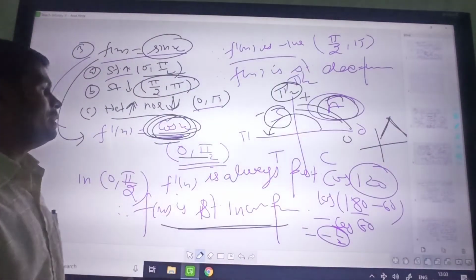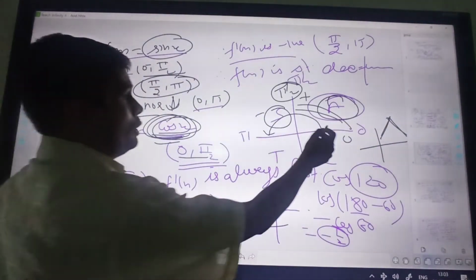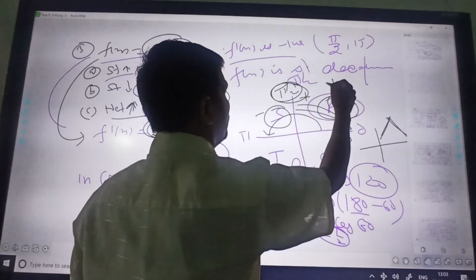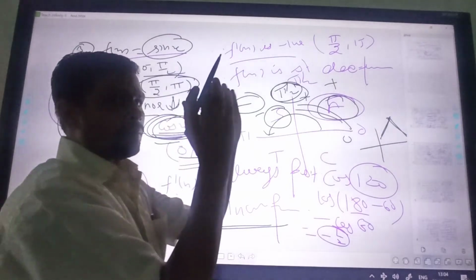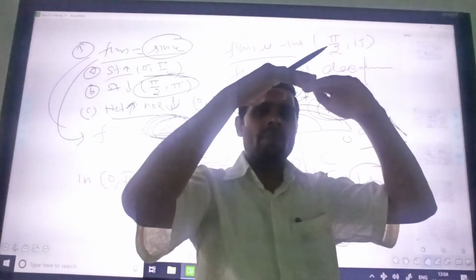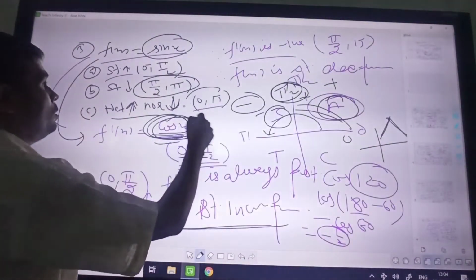And now you can easily see from here that in 0 to pi by 2 it is positive, and in pi by 2 to pi it is negative. Since in some interval it is positive and in some interval it is negative, and we are discussing the interval 0 to pi.